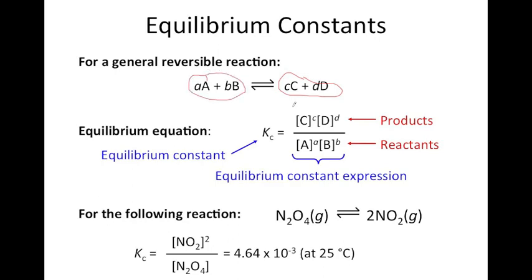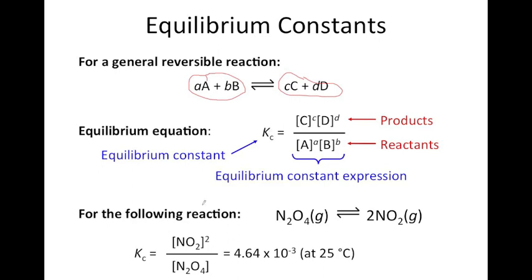So we could write an equilibrium constant expression for this reaction by taking the equilibrium concentrations of my products raised to whatever molar coefficient is in front of them, you can see that here, divided by the equilibrium concentrations of the reactants raised to whatever molar coefficient is in front of them. That will give you what we call the equilibrium constant. We'll talk more about what information we can get and why equilibrium constants are so important in just a little bit.